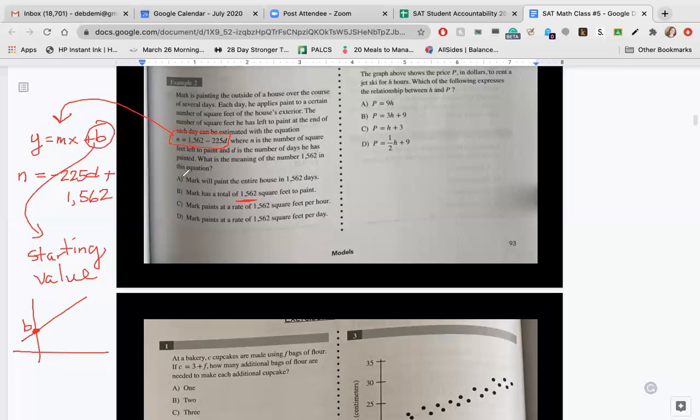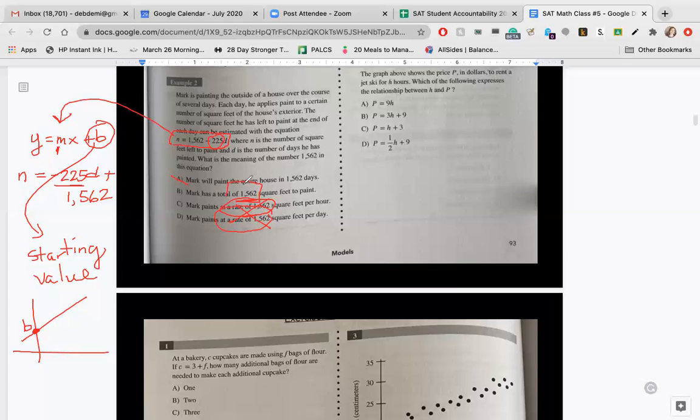Well, it doesn't say anything about that, so we're going to cross that out. We have all different answers here. C, Mark paints at a rate. Now look, rate. See that word rate? Rate would be this one right here. If you put it in this form, rate is the m. So the rate would be negative 225, not 1,562. And then here it says Mark paints at a rate of, again, the rate of. So you could almost just eliminate these because they're rate, and we want the b value, which would be the starting value. All right, tricky.